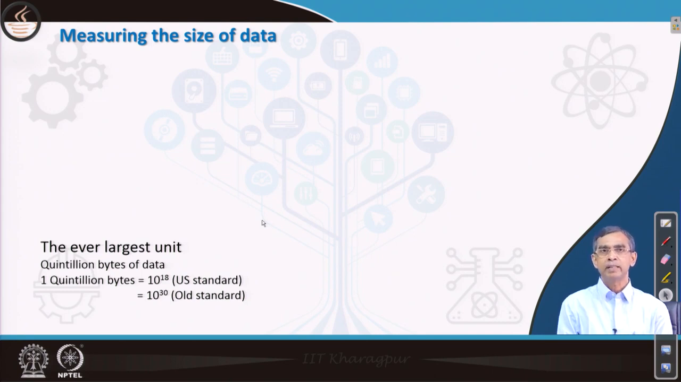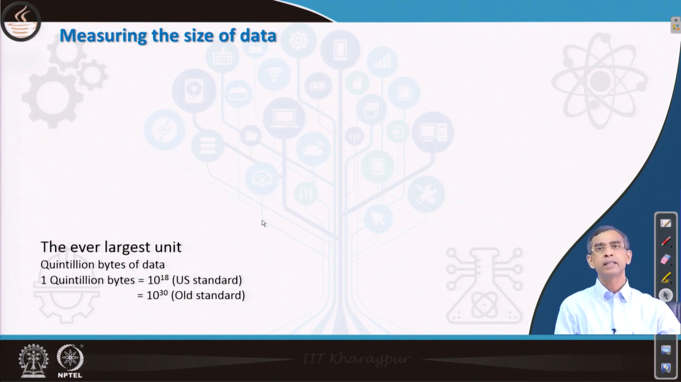At the moment, as data is growing heavily, different consortia propose different units to measure the amount of data. The largest unit known so far that I have mentioned here is the quintillion. So, 1 quintillion bytes, which is equal to 10 to the power 18, is basically the US standard. There is another old standard, which was known as 10 to the power 30.